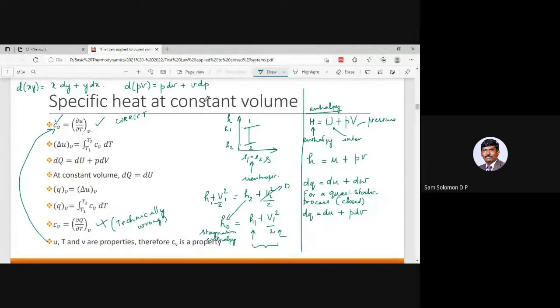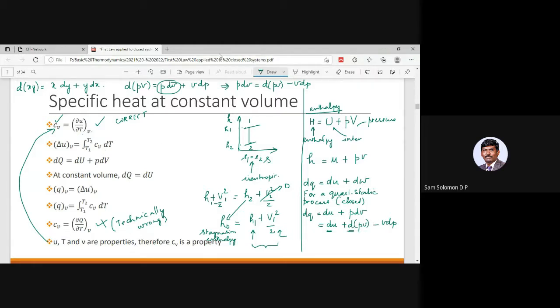Now I have this term PdV. If I want to replace this PdV, I can write PdV is equal to d of PV minus VdP. And if I substitute it here, du plus d of PV minus VdP. This is a differential term du, and this is another differential term d of pv.